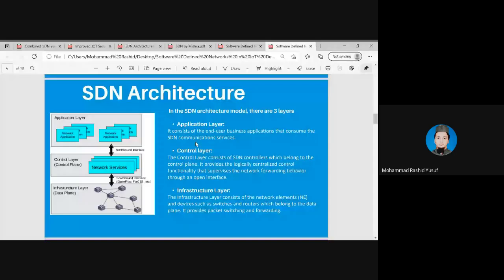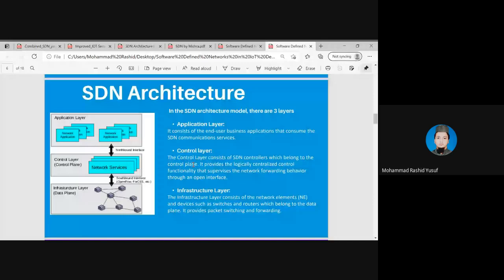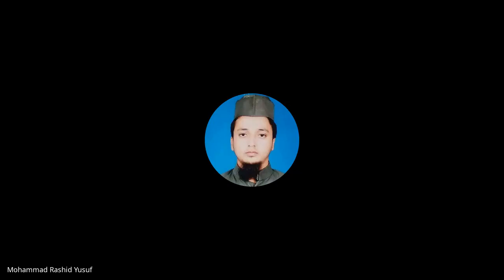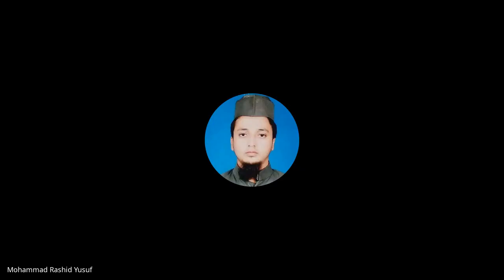Second is the control layer. This is the layer which consists of the SDN controllers, which belong to the control plane, and it provides the logically centralized control functionality that supervises the network forwarding behavior through open interfaces. The third layer is the infrastructure layer. The infrastructure layer contains the network elements such as routers and other devices. It provides the packet switching and forwarding.